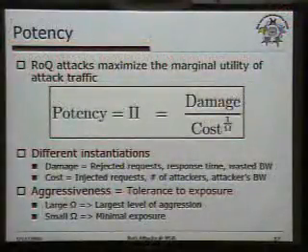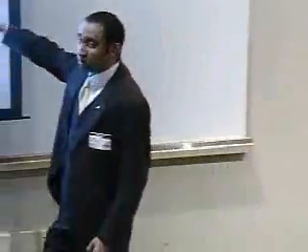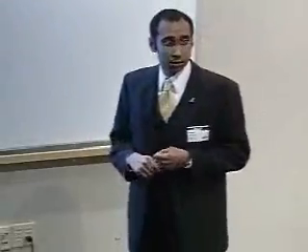So for denial of service attacks, when we think of DOS attacks, we always think of the damage that has been inflicted. So I introduced this new notion of potency, which is basically the damage divided by the cost. So this is actually the marginal utility of the attack traffic. The attacker's goal is to maximize the damage, cause the maximum damage with the minimum amount of cost. And for different instantiations, we're going to be looking at different metrics for this. For example, damage could be the number of rejected legitimate requests, increase in response time, or wasted bandwidth. At the same time, the cost could be injected requests, number of attackers, or number of machines used.